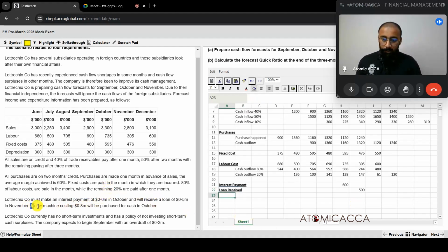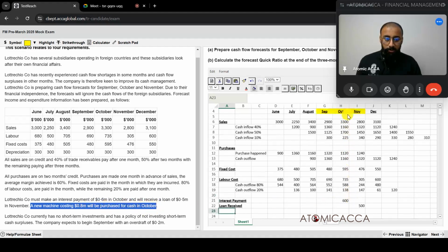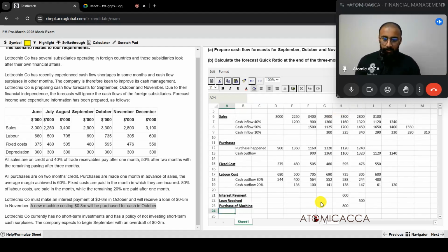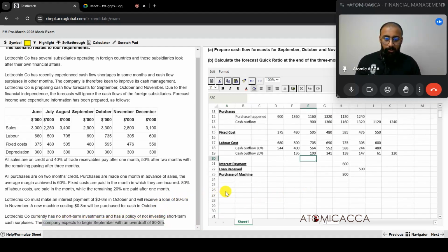Then they are telling that a new machine costing 0.8 million will be purchased for cash in October. So this is October, and that is how much? 0.8 million. So 800,000. This is about purchase of machine. Then they're telling the company expects to begin September with an overdraft of 0.2 million, so that when we are preparing the final forecast, we can use that opening and closing balance. So this is the overall situation we have.